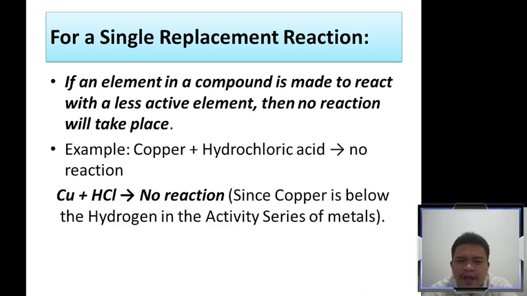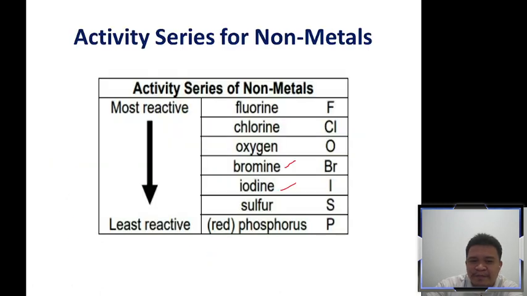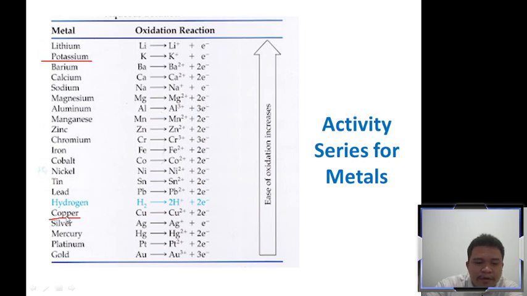Another one is if an element is made to react with a compound containing a more active element, no reaction will take place. Now, let's say, for example, copper and hydrochloric acid. There's no reaction there because if you check copper and hydrogen, copper is below hydrogen in the activity series for metals. So let's check. Copper is below hydrogen. If you check hydrogen, it's here, right? So hydrogen is more active than copper.